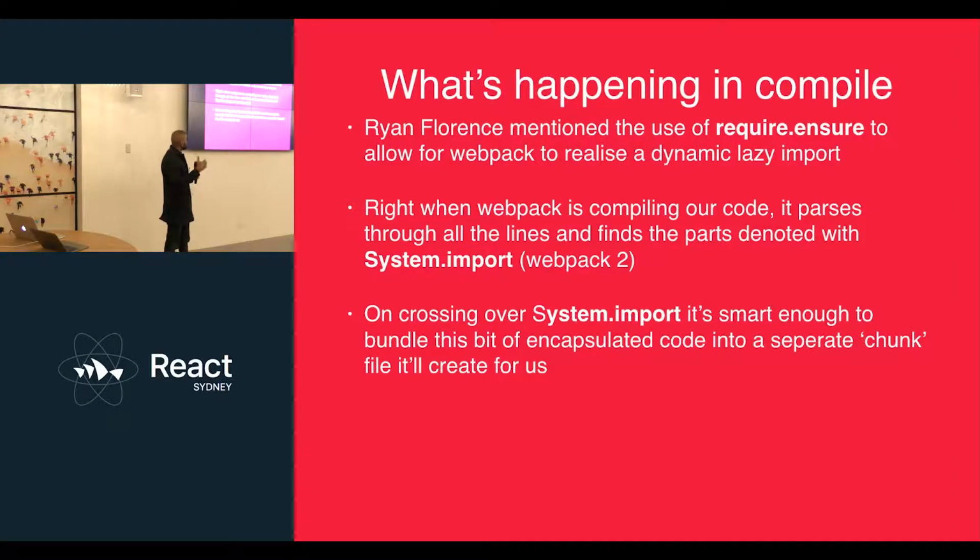Now, whenever it crosses over System.import, it's smart enough to understand that this bit of code wrapped by System.import should be split into a separate chunk. So we have our main bundle file, which is the granddaddy, everything, the big baller. And then you have the side hustlers, the little chunks that help you out whenever you want. So those are the separate routes. Cool?